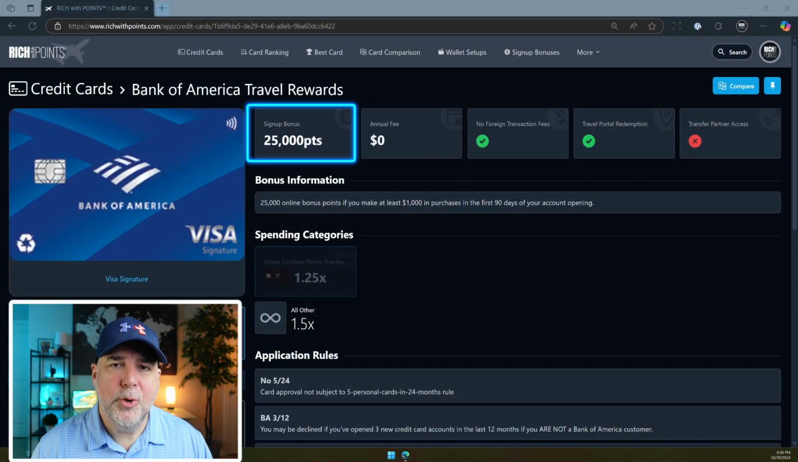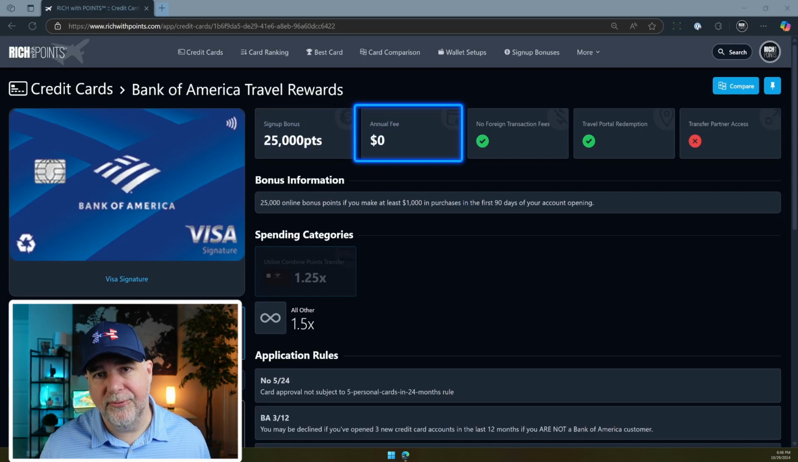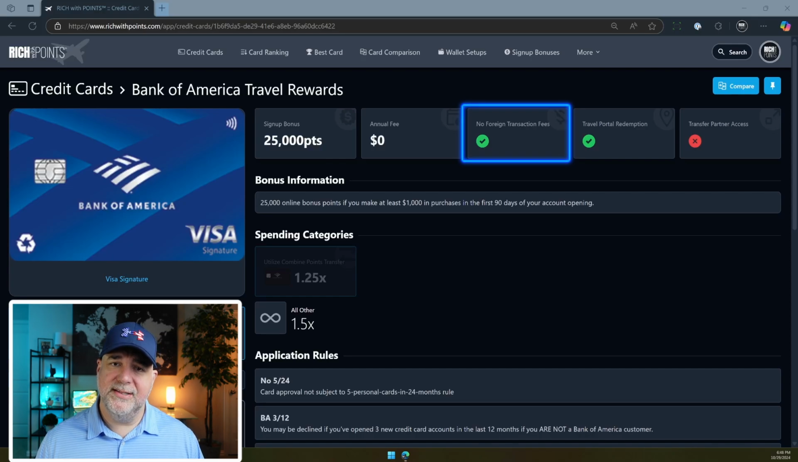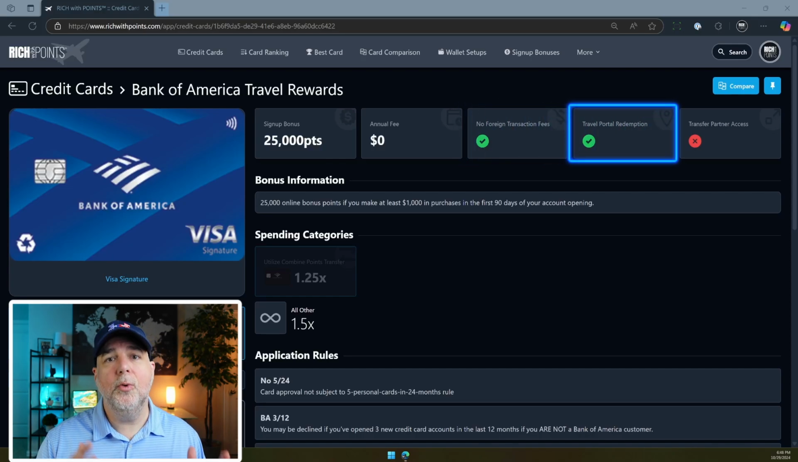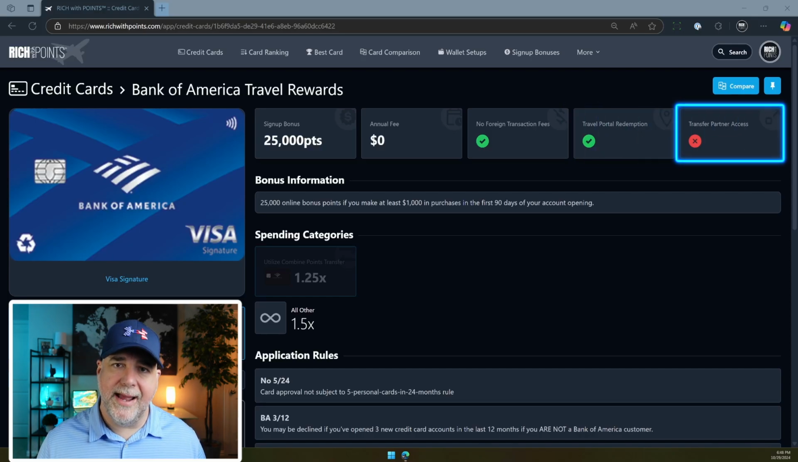For the last of the 3 Bank of America travel cards is the Travel Rewards. It has a sign-up bonus of 25,000 points when you spend $1,000 in the first 90 days of opening your account. It has absolutely no annual fee. It also has no foreign transaction fees, and you can still redeem your points in the travel portal. And just like the other Bank of America cards, it does not have any transfer partner access.